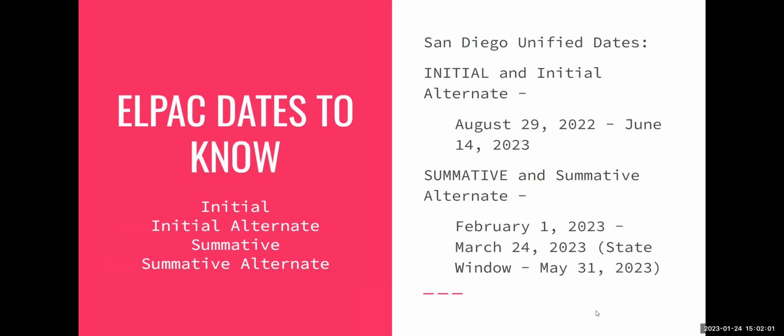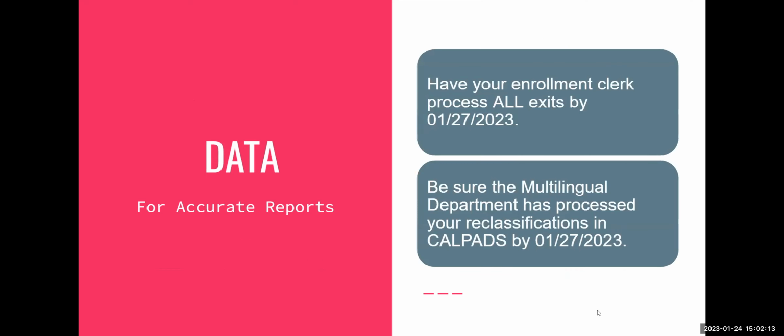And in San Diego Unified, we have chosen to have our sites be complete by March 24th, which is the Friday before spring break. I know a lot of people always ask, and we're going to go through why we do this so early on the next slide. But meanwhile, for this coming week, we want to make sure that we stop by our enrollment clerks and talk to them and make sure that they have all their exits completed.